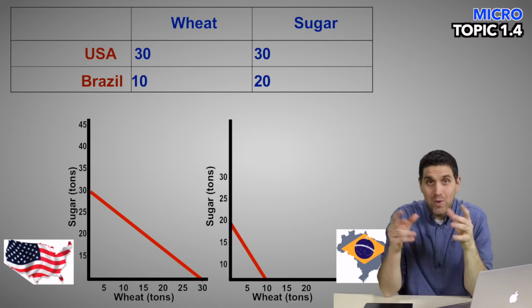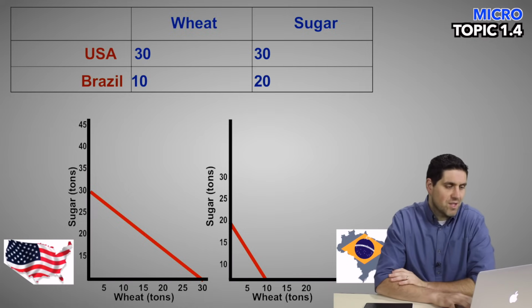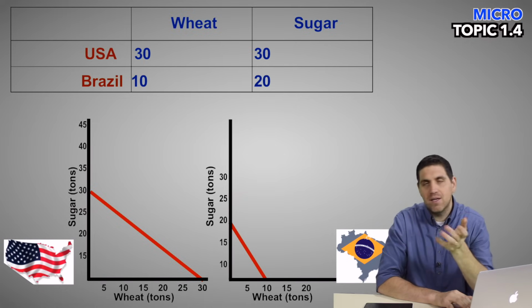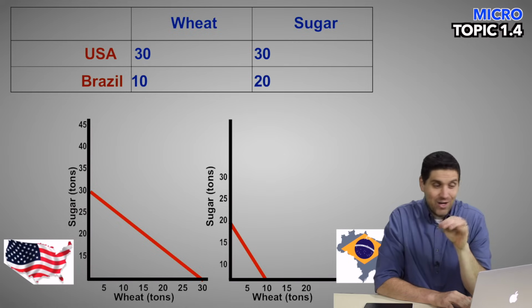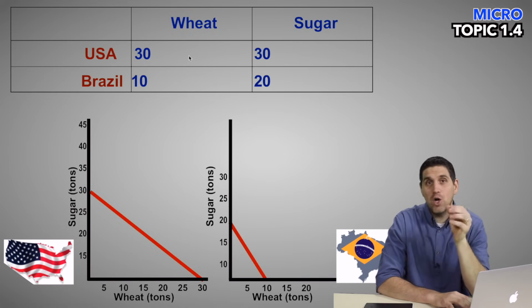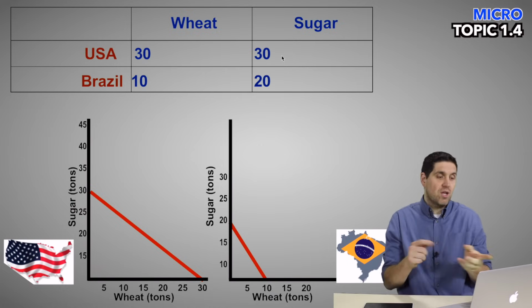So absolute advantage is really easy to spot. It's just whichever country can produce more in this case. So the United States can produce more wheat. They have an absolute advantage in the production of wheat and in sugar. Now, time to calculate comparative advantage. To figure out the comparative advantage, you've got to figure out who has a lower opportunity cost. So you have to calculate what's called the per unit opportunity cost for each country.